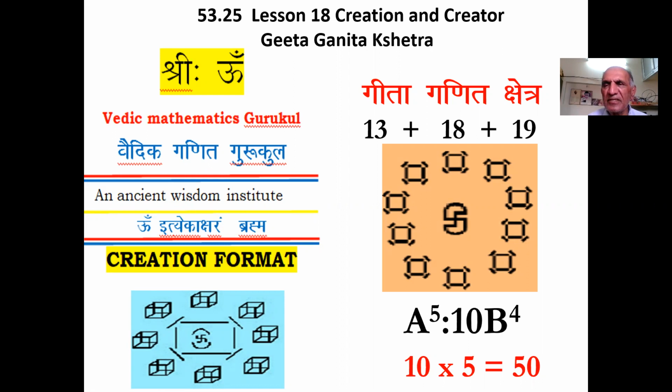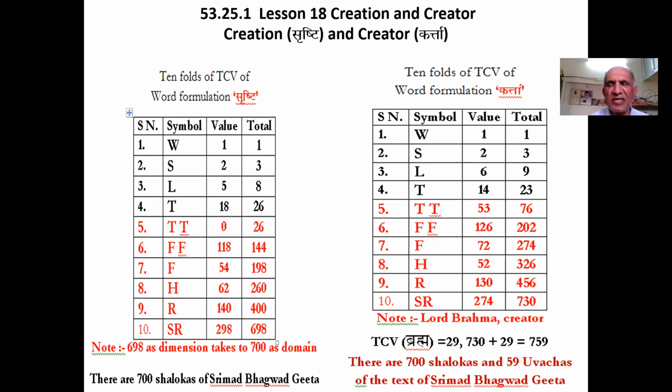Vedic mathematics is the mathematics of creation, Srishti, and creator, the Srishtikarta. To be parallel with the Vedic mathematics of Vedic systems, the chase of creations and creator, requires that we shall have an intimate visit of the pair of formulations. This pair of formulations, Srishti and Srishtikarta, are having 10 folds each. Each word formulation has 10 inner folds of its TCV value.